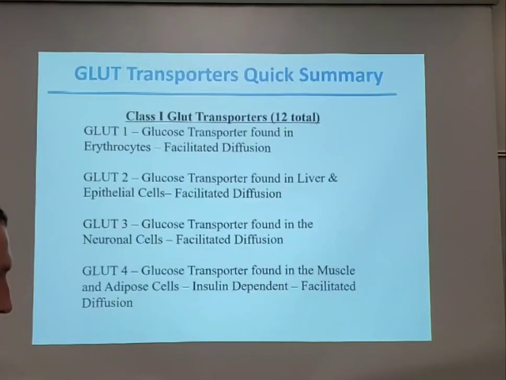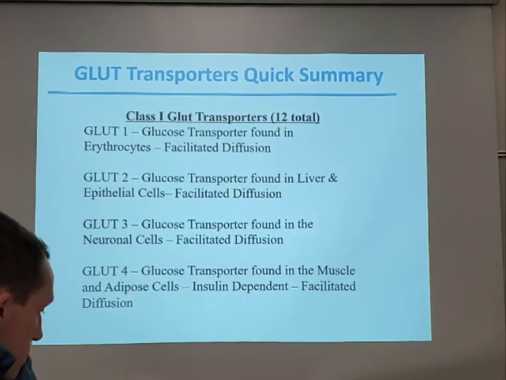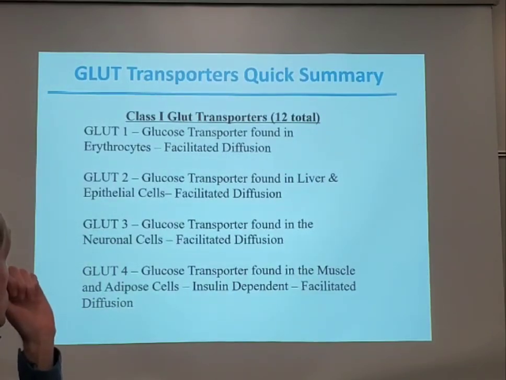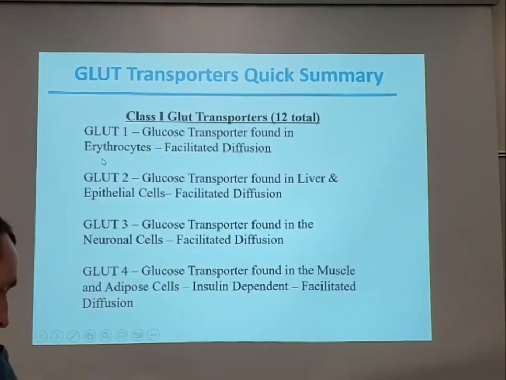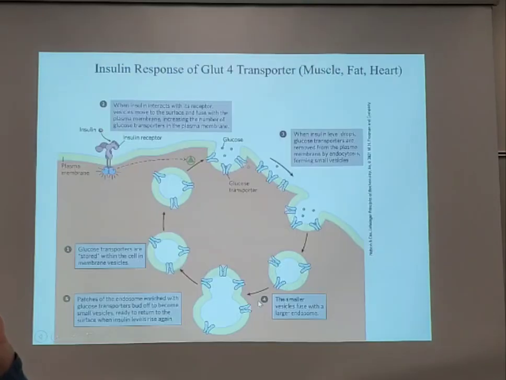Ion channels, yep. So we're going to do a case study on our GLUT transporters. There are 12 GLUT transporters. We're only interested in a couple of them here: GLUT1, GLUT2, GLUT3, GLUT4. GLUT1 is typically found in erythrocytes, meaning your red blood cells, right? Your GLUT2 transporter is found in your liver and epithelial cells. Both of these are facilitated diffusion. GLUT3 is found in your neuronal cells, and GLUT4 in muscle and adipose tissue, insulin-dependent facilitated diffusion.